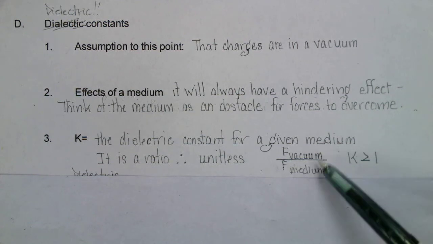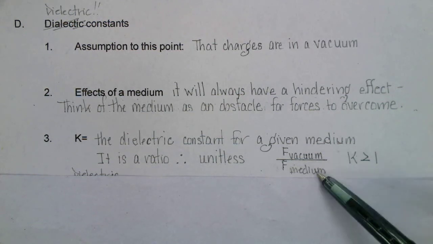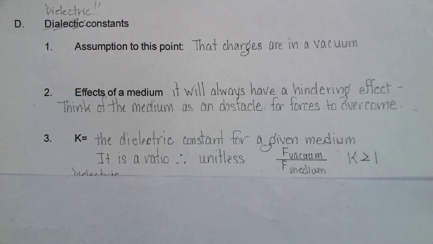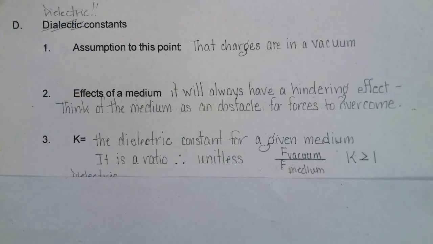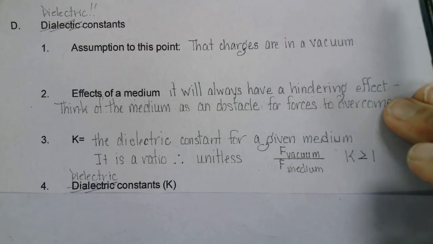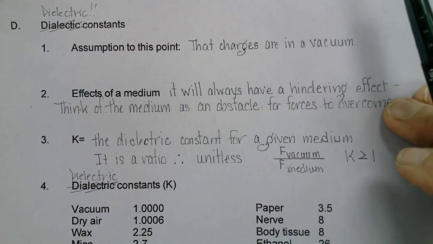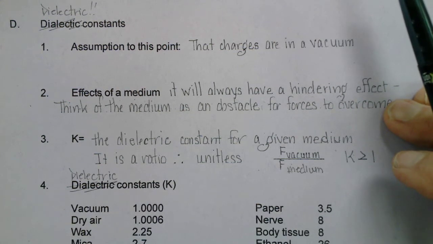And because this ratio is always going to be a bigger number over a smaller number, K, the constant, is going to be greater than 1. It is constant for a given material. It's not a universal constant. It's a constant for the material. And again, here is a list of the dielectric constants.